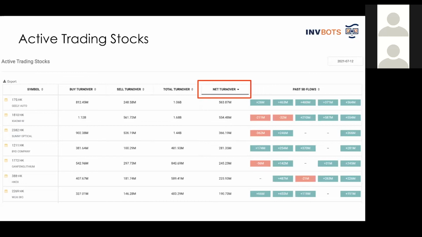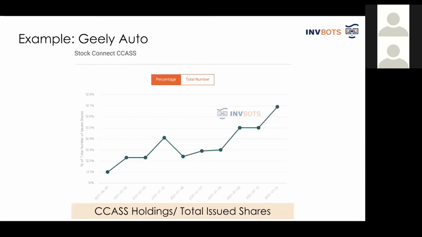And then let's move on, and then we can take a look at the specific stocks on the Southbound holdings over the total issuer's shares. Like in this graph, you can see that from 30th of June, the Stock Connect holdings actually increased from 12.1% to now about 12.7%. Yeah, that's quite a huge increase in the Southbound holdings. So it may build some support for the stock.